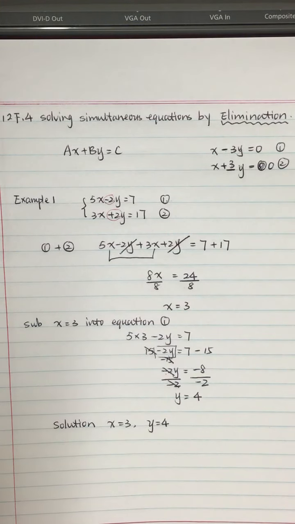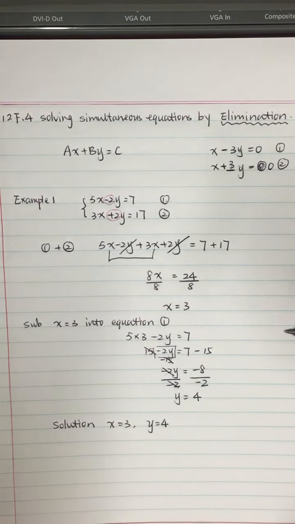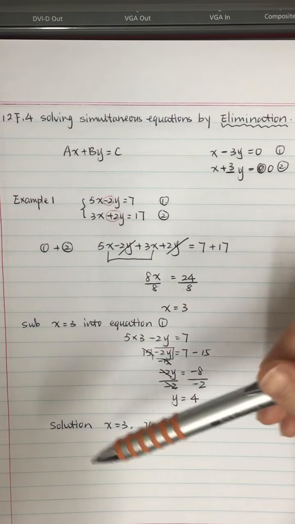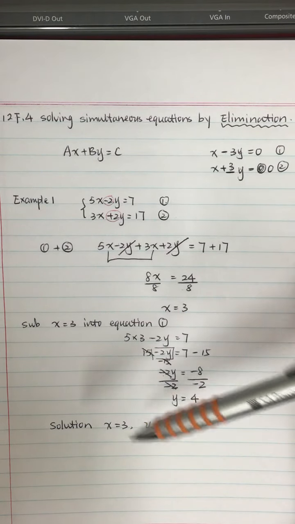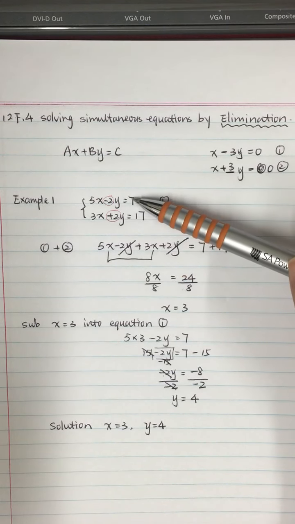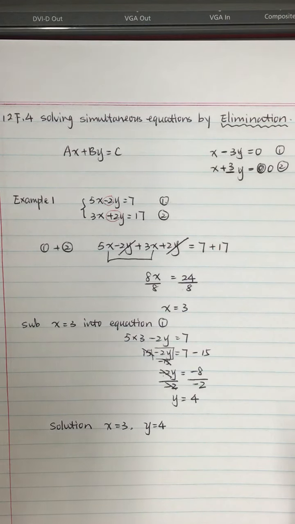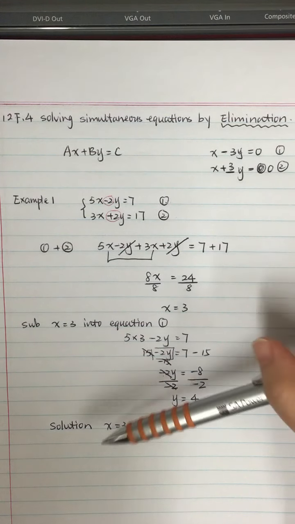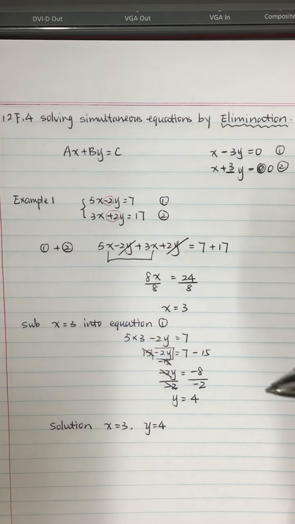You can do a check, but I'm not going to do it now because the checking method is the same as before. You just substitute both x and y into equation 1 and equation 2 to see whether they equal 7 and 17. But I'm pretty sure my answer is right. So this is the first part.